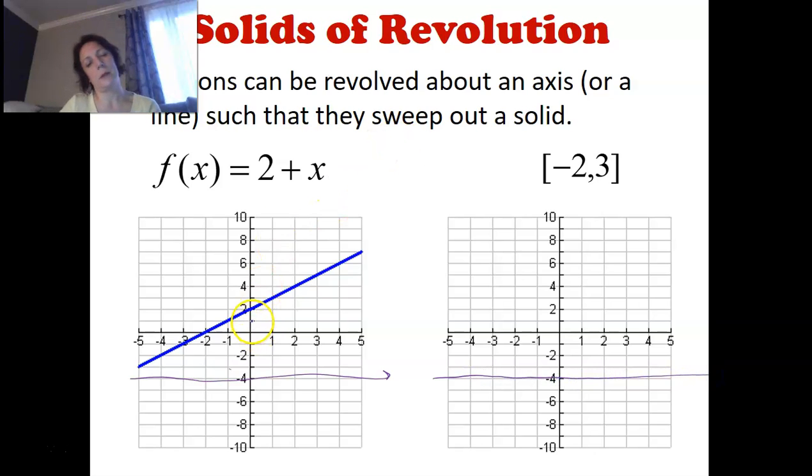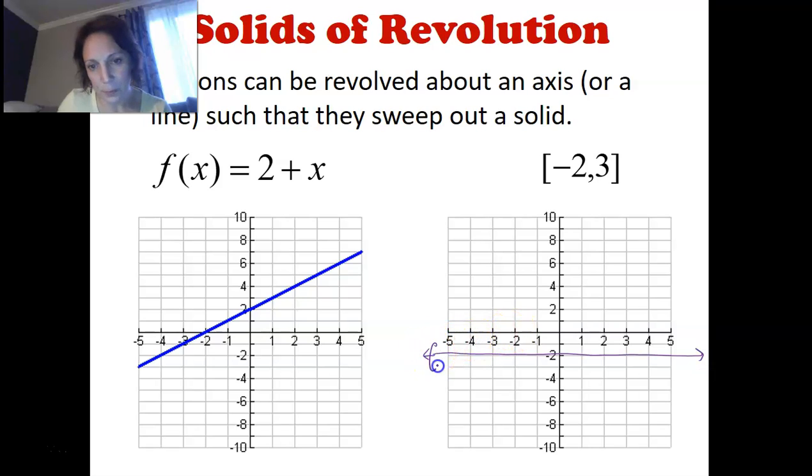I hope I don't run out of space. I don't think I will. I'm going to run out of space on my graph, so forgive me, but I'm going to change my axis of rotation so that I don't run out of space. I'm just going to go with -2 to give myself a little bit more space. So I'm going to revolve around -2. Okay, so I still want the same area. I still want the area between -2 and 3 of 2 plus x.